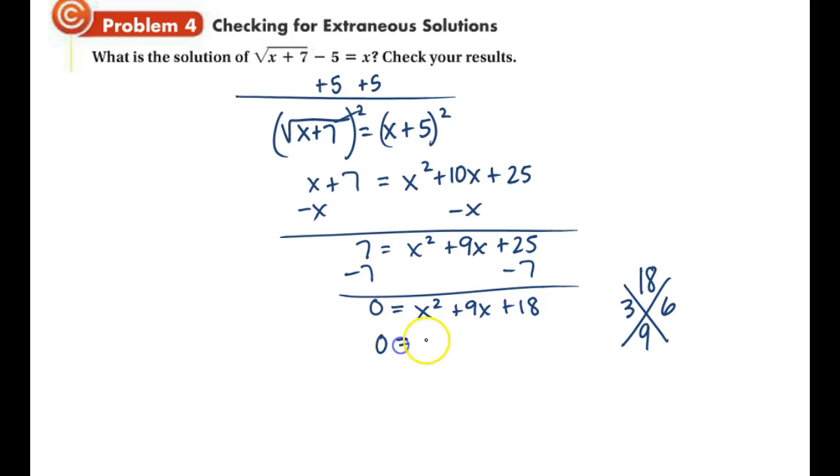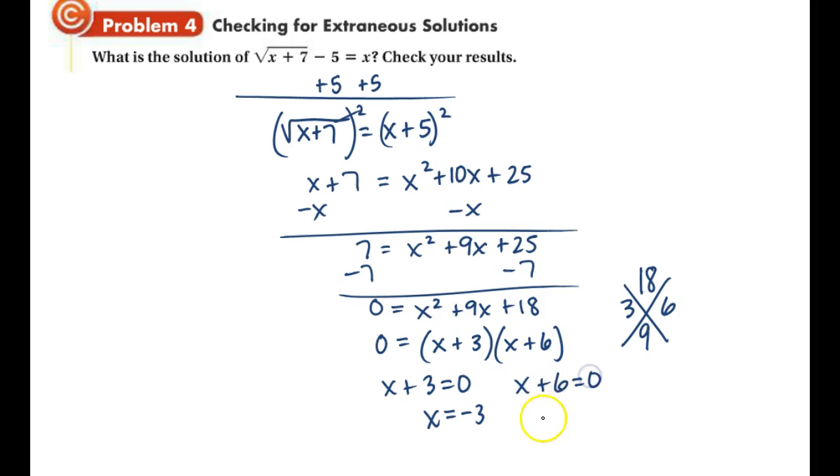So now let's take those numbers and write it in factored form. So we have x plus 3 times x plus 6. As you know, we just need to set those both equal to 0. So we get x is equal to negative 3 or x is equal to negative 6.